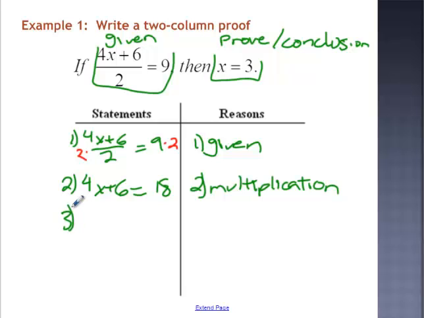Step 3. How do I start simplifying this a little further? I'm going to subtract 6 from both sides. Now I'm writing the step in a different color because that's not our reason. That's not our statement. That's the work to get from statement to statement. My actual statement is 4x equals 12. How did I get to 4x equals 12? I subtracted 6.